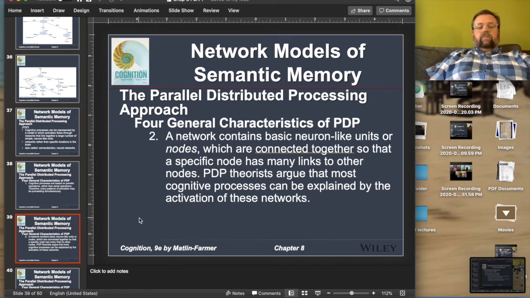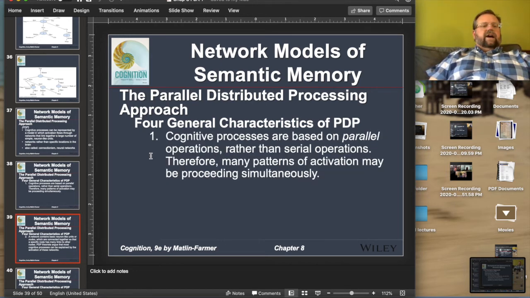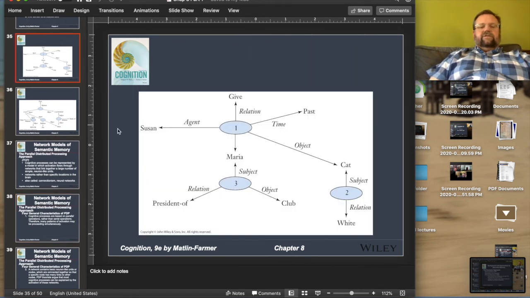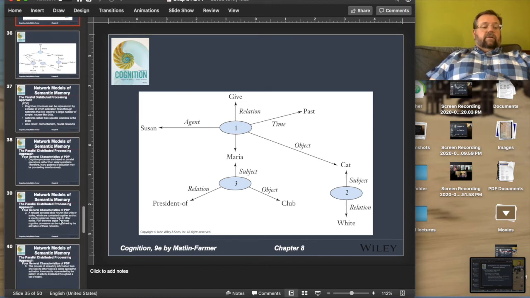And so each node, if we think of it within the meaning of this sentence, for example, each of these nodes is going to be connected to other nodes that allow for the meaning of the sentence to actually come to our mind and for us to actually understand what's being said here.